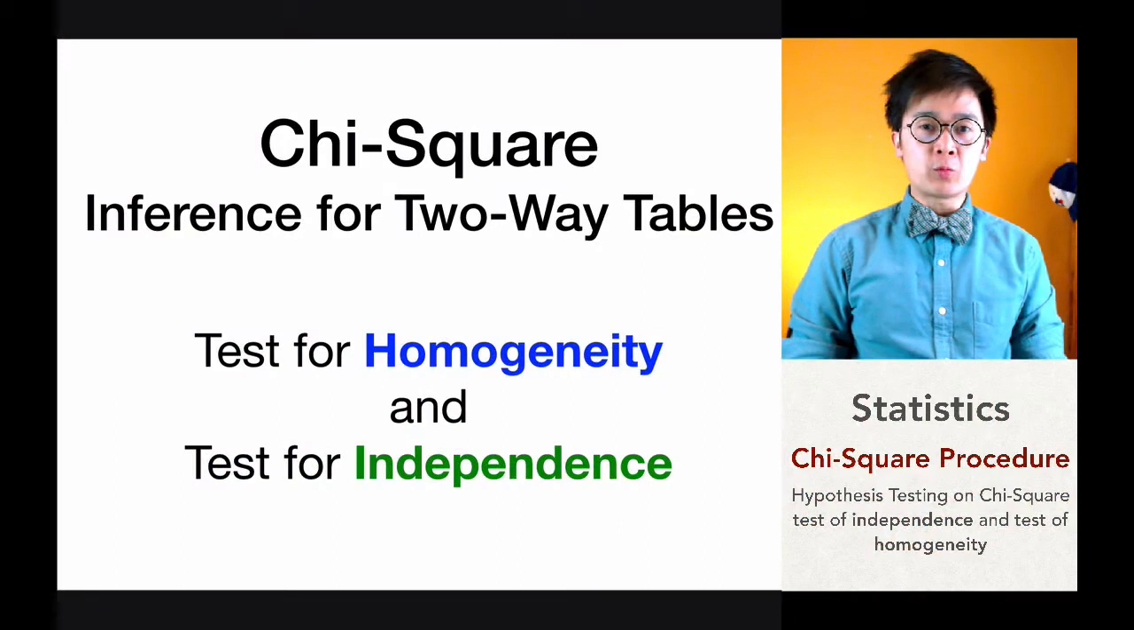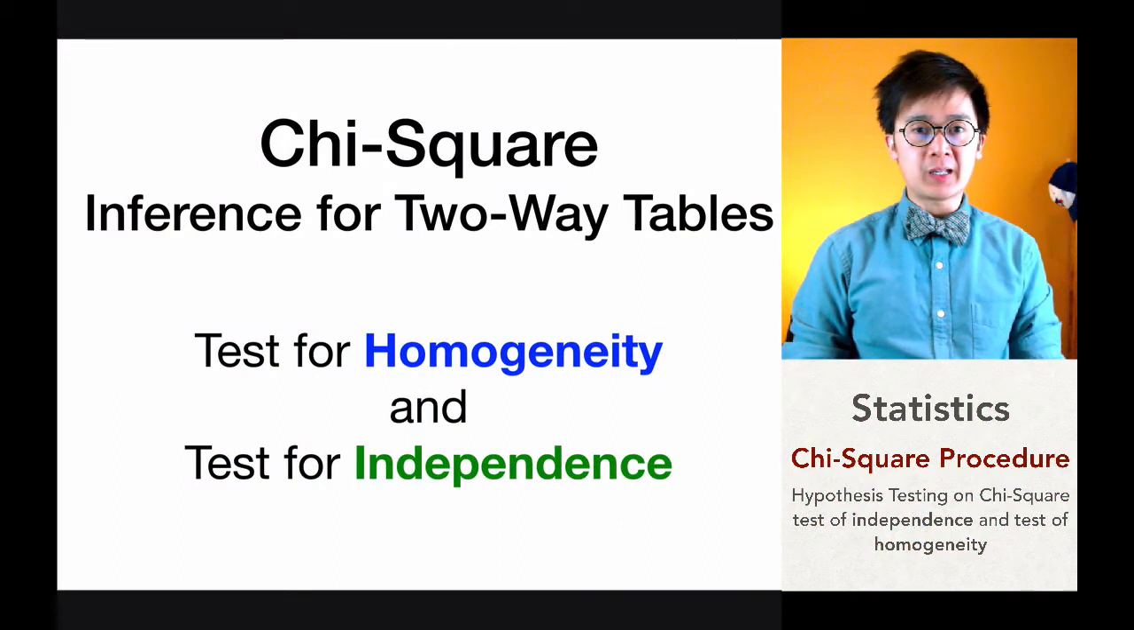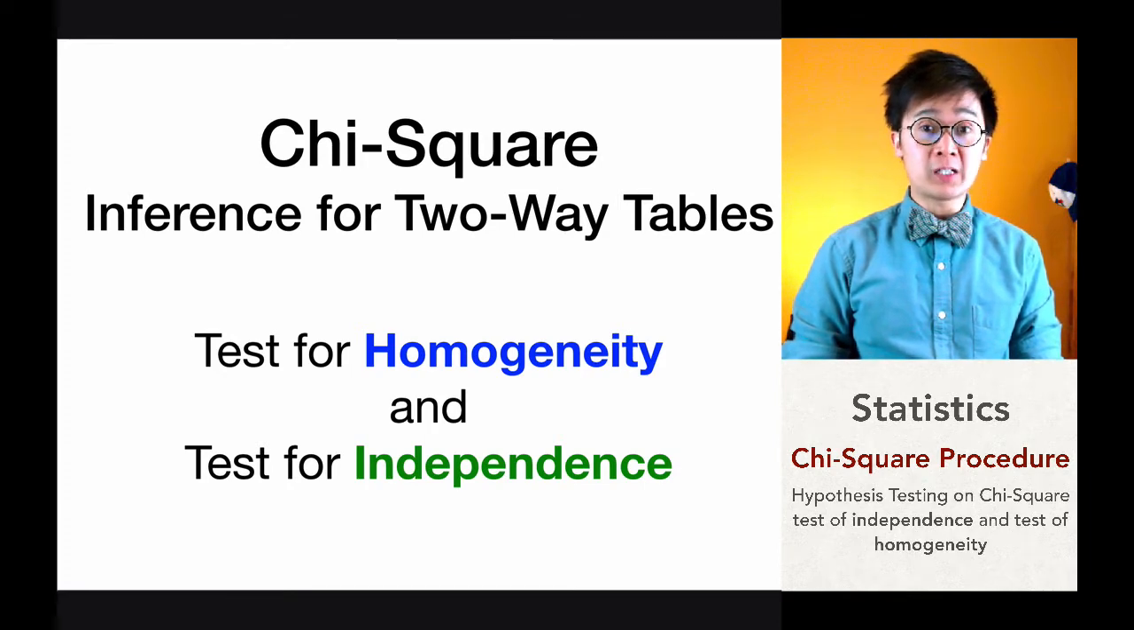Now today we're going to be working on a chi-square test, but this time it's not going to be a chi-square test for goodness of fit. We're going to be using the chi-square with a data set involving two-way tables, and this particular test is going to help us work with hypothesis testing for the test for homogeneity and also for the test for independence.